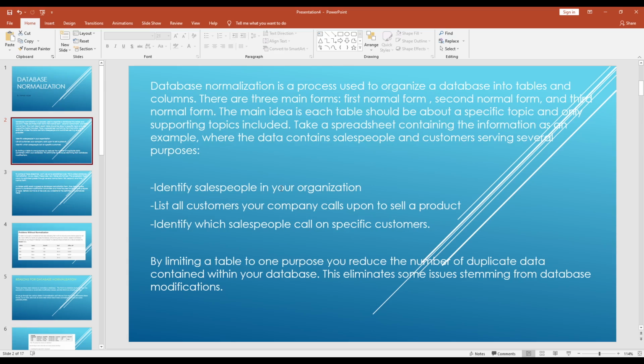Identify salespeople in our organization. List all customers your company calls upon to sell a product. Identify which salespeople call on specific customers. By limiting a table to one purpose, you reduce the number of duplicate data contained within your database. This eliminates some issues stemming from database modification.